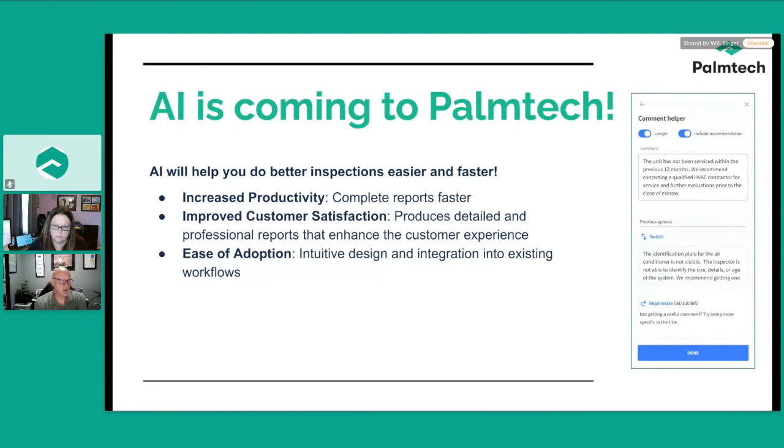You're not forced to use AI if you don't want to. It's just a tool that will be available. You'll be able to just click and say, hey, I want to use this comment helper to help me write comments. When you're working on your templates, and you want to write some more comments in them, you can use AI to do that. The whole idea is, again, helping you do your job better and faster. And we're excited to see how this is going to get integrated into your Palmtech experience.